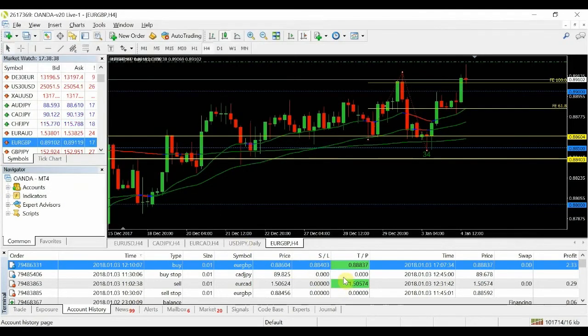So these now, 2 yellow, what do these lines mean? So this yellow line here is my entry price of 0.88604. So this is where I entered.